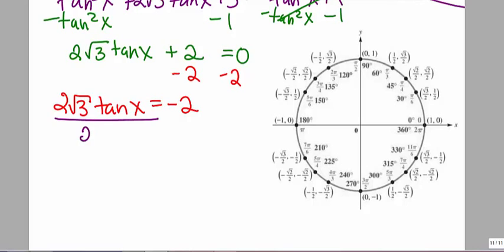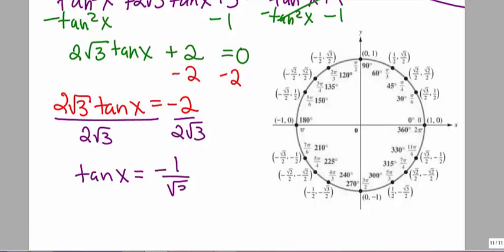Divide both sides by 2 square root of 3. So you get tangent x is equal to, and we're going to cancel our common factors here. So we get 2 divided by 2, that gives negative 1 divided by the square root of 3. And now we're looking for the solutions here. A tangent is negative, so we're looking in quadrants 4 and quadrant 2.